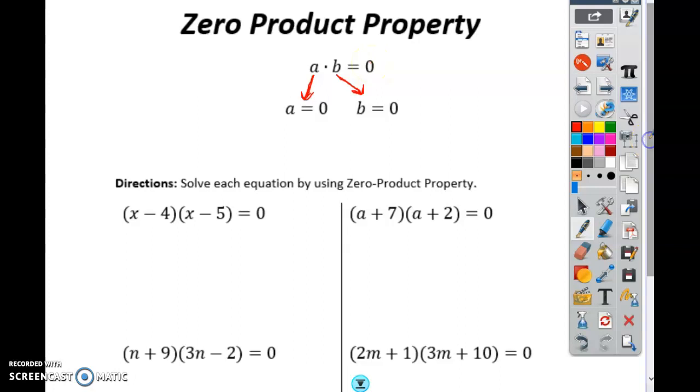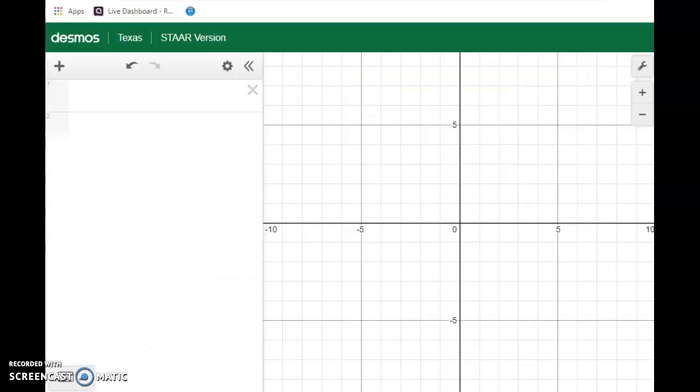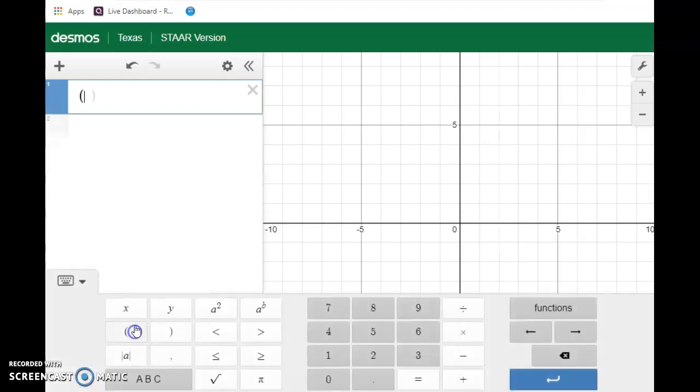So if you look, these are factors. Remember last week we were factoring? I would give you the quadratic and then you would give me the two factors. Well, these are factors of a quadratic. And how you can tell that they're factors of a quadratic is if you put it in Desmos. Everybody type this in Desmos. Not the equal to 0 part, but just the x minus 4 and the x minus 5.